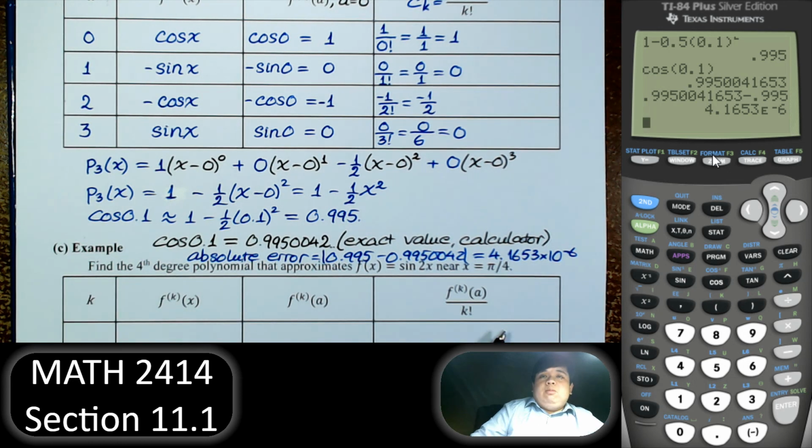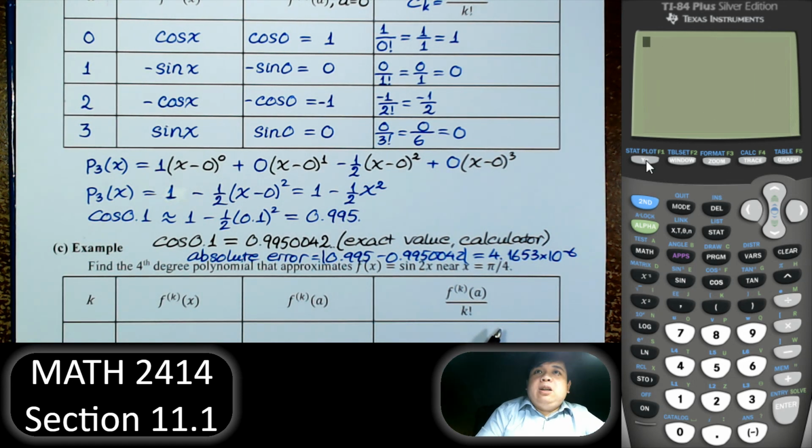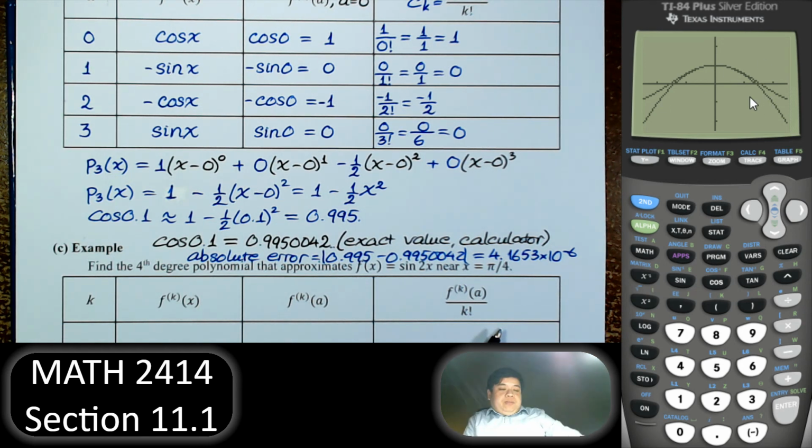Yes. Let's look at the graph and see what happens. We have cosine of x and 1 minus 0.5x squared. So that is cosine, and the parabola is extremely close to it. When we have 0.1 here, the point you see from the parabola is extremely close to the actual curve. So that's why this is a very good approximation.